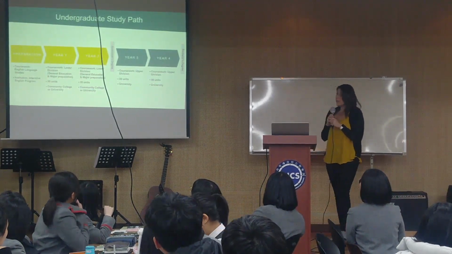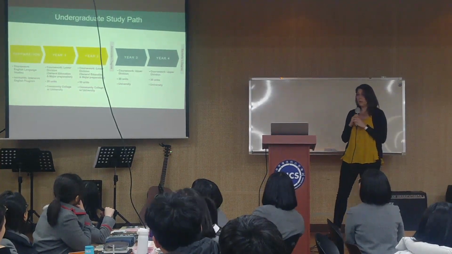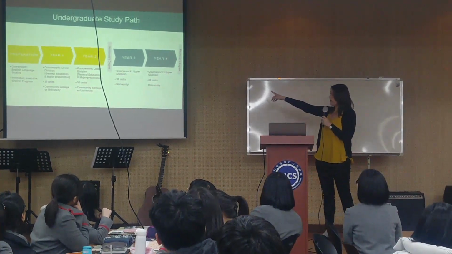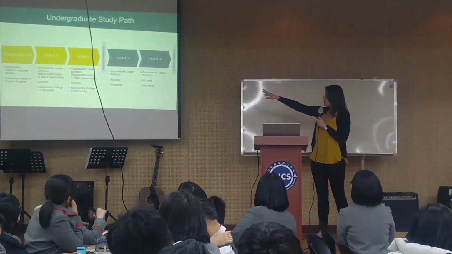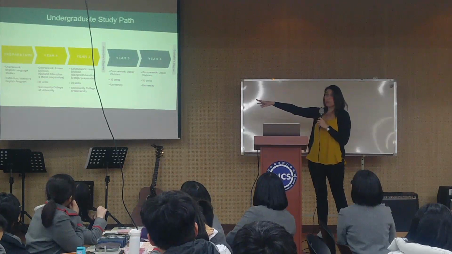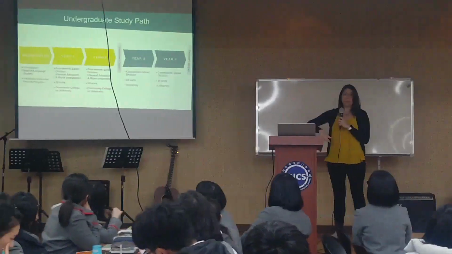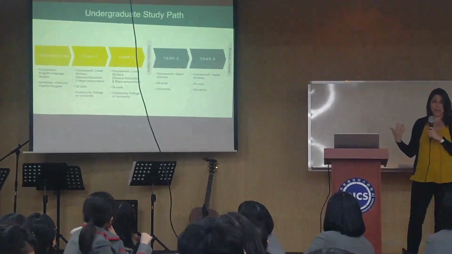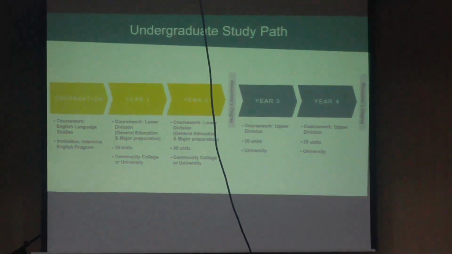So this is a typical undergraduate study path. You study for 4 years in order to get your bachelor's degree. Some students may need some preparation work, so that's before year 1. If you have low English skills, for example, then you may need to take some English classes. I think that all of you will need to do that.